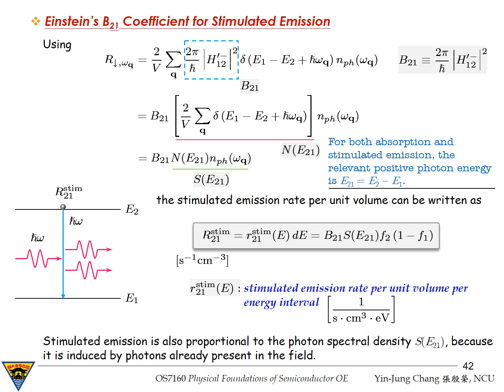This result also shows why stimulated emission requires photons already present in the optical field. Without photons in the resonant mode, the photon spectral density, capital S of E21, is 0, and stimulated emission does not occur. Spontaneous emission, on the other hand, can occur even when there is no incoming photon. That's the topic of the next slide.